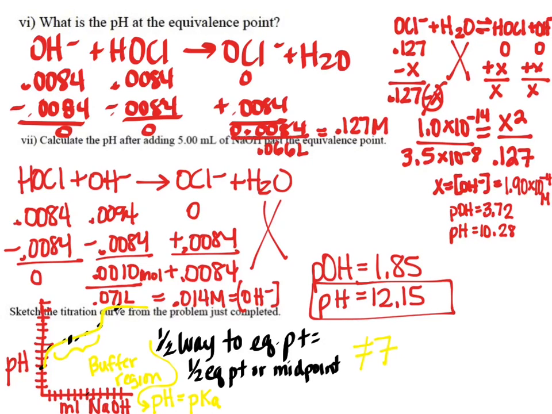Where did the buffer region be? There is no buffer region. If it's a weak and strong, it would be a buffer region. If it's strong, strong, no buffer region, because it goes straight to 7.